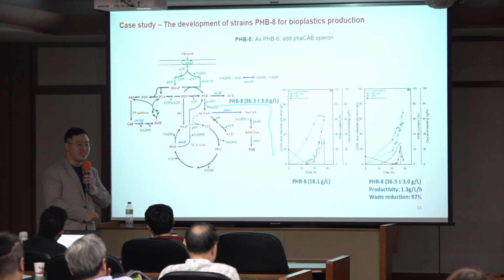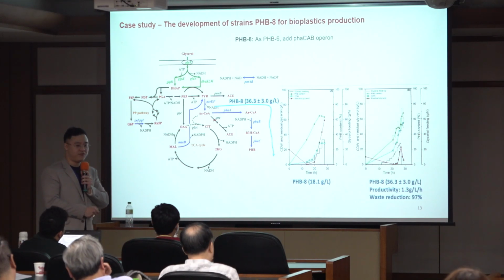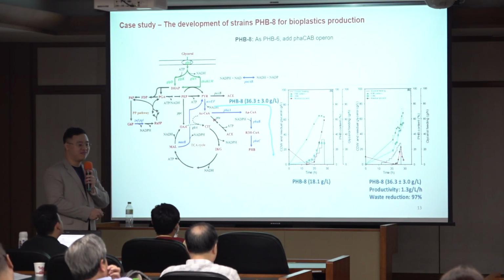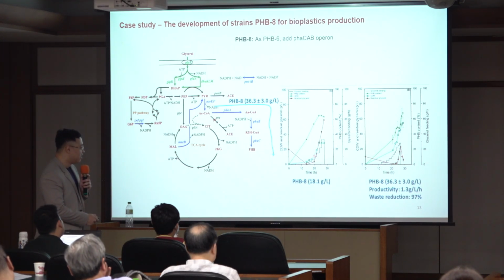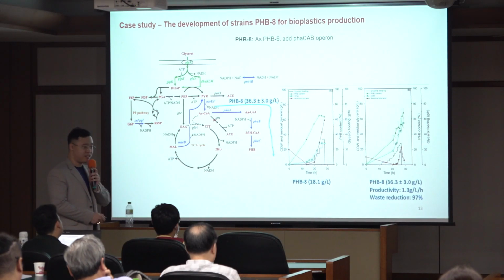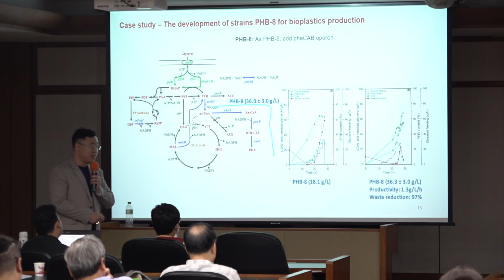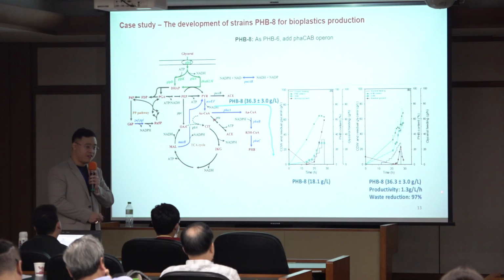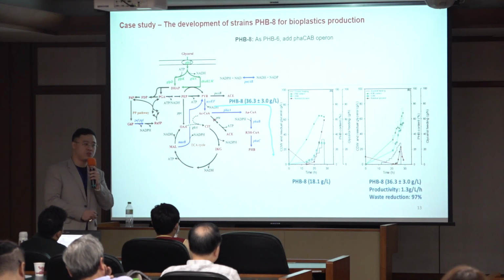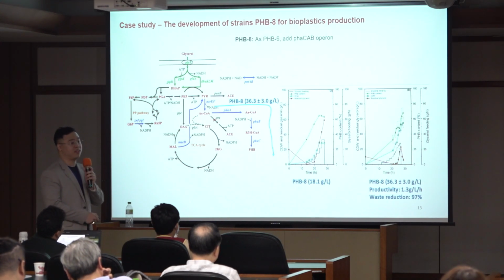Right now, my assistant claimed that he can produce almost 45 or something. It's very high. He fixed something in my feeding regime, and now he can produce so many PHB in 30 hours. So the productivity is 1.1 gram per liter per hour. This is actually very high for the production of PHB if we use crude glycerol. Of course, if we use something like sugar, it will be even higher than this number.